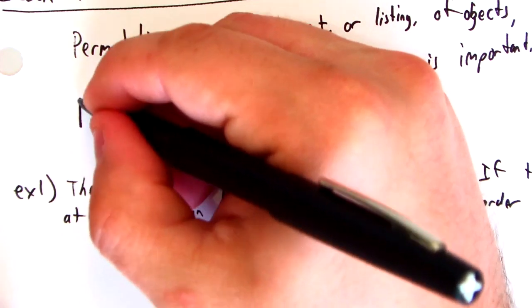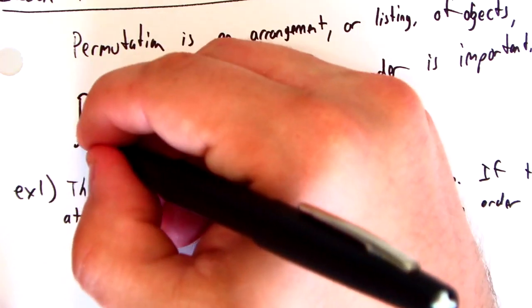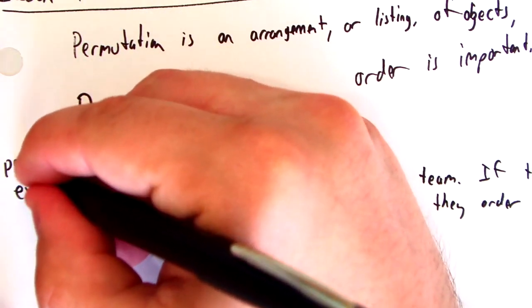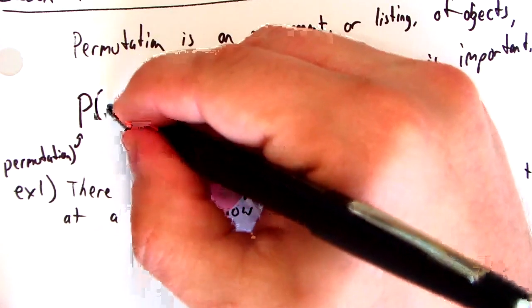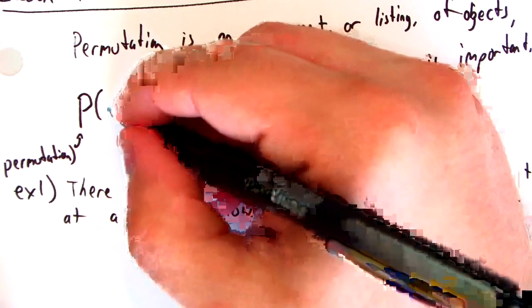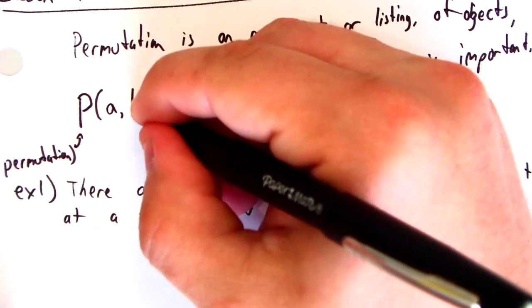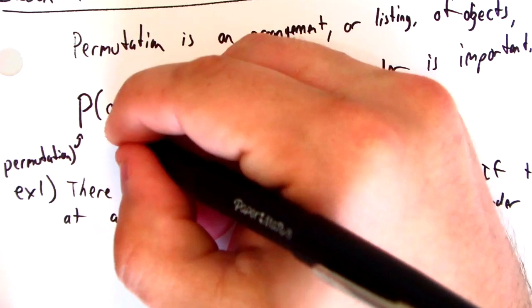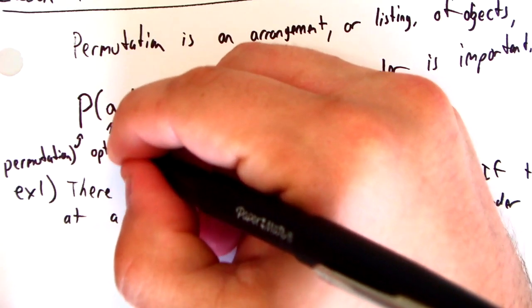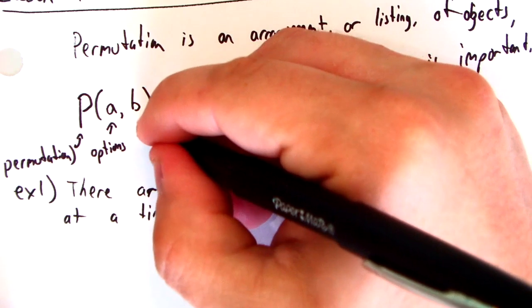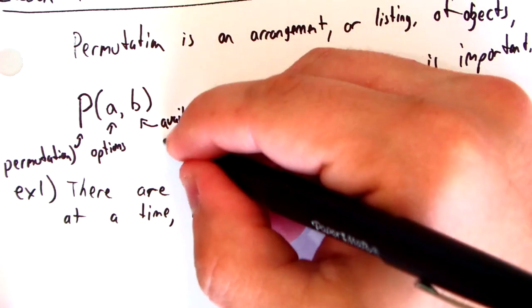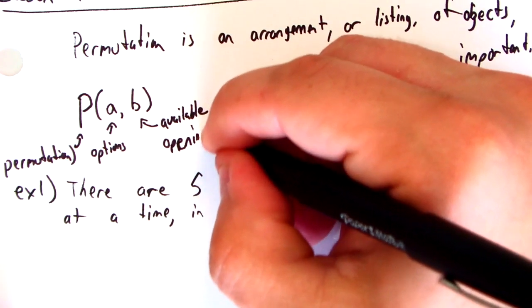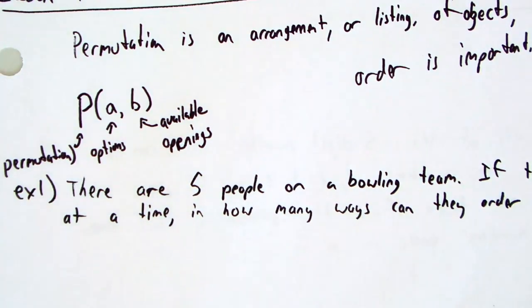So we have P, and I know P also looks like probability, but this is going to be permutation. And we have 2 numbers in here. For example, we have A and B. This right here is options. This right here is available openings. A lot of times those are going to be the same number, but sometimes they're not.